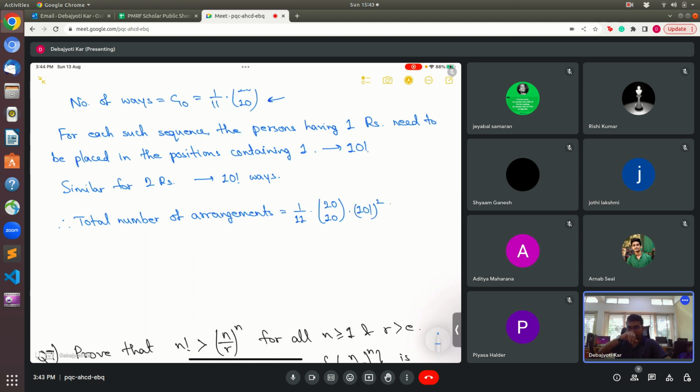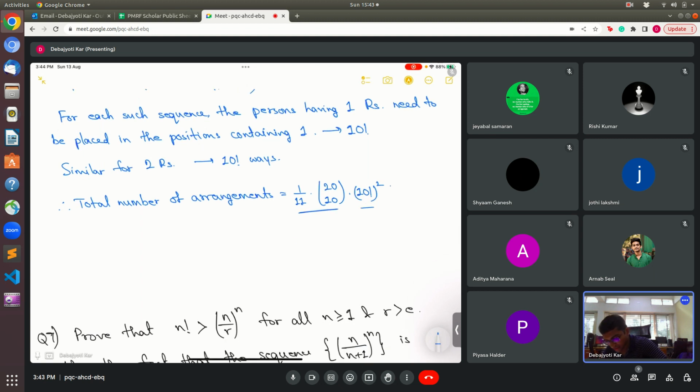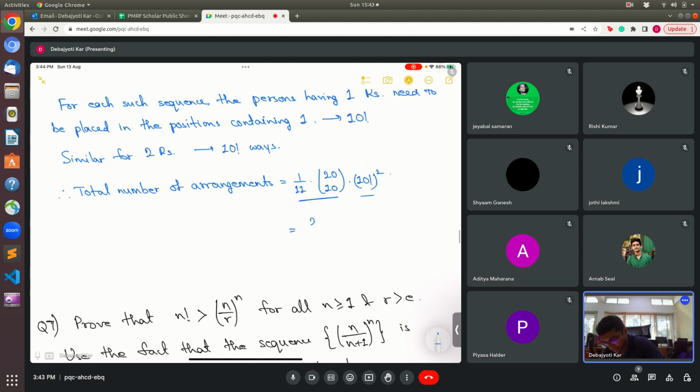This is my C10 times 10 factorial square, and this you can slightly simplify: 20 factorial by 11. Because 20 choose 10 is nothing but 20 factorial by 10 factorial times 10 factorial, and that is going to cancel out with this 10 factorial square. So ultimately we'll be left with 20 factorial by 11, and this is my answer.